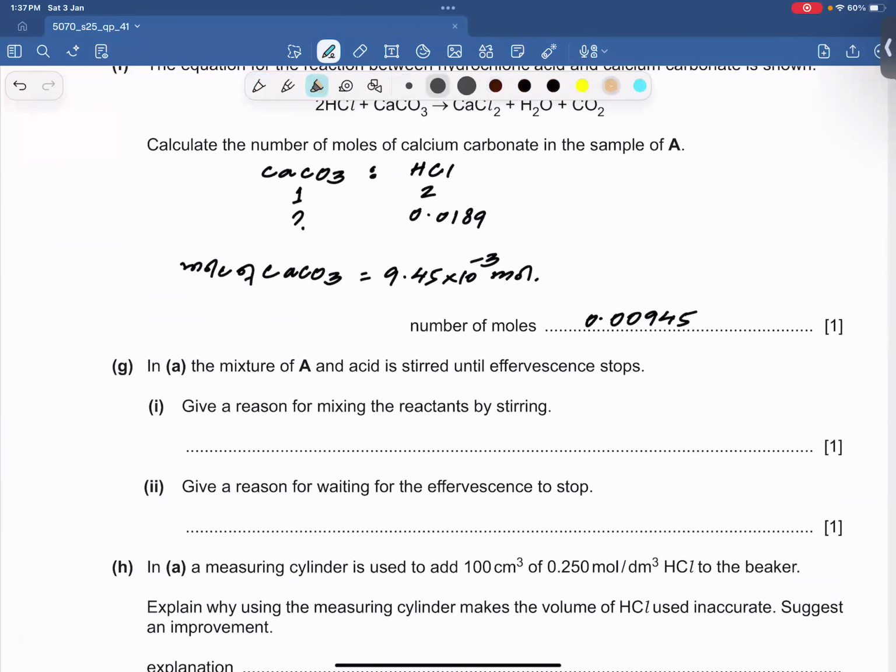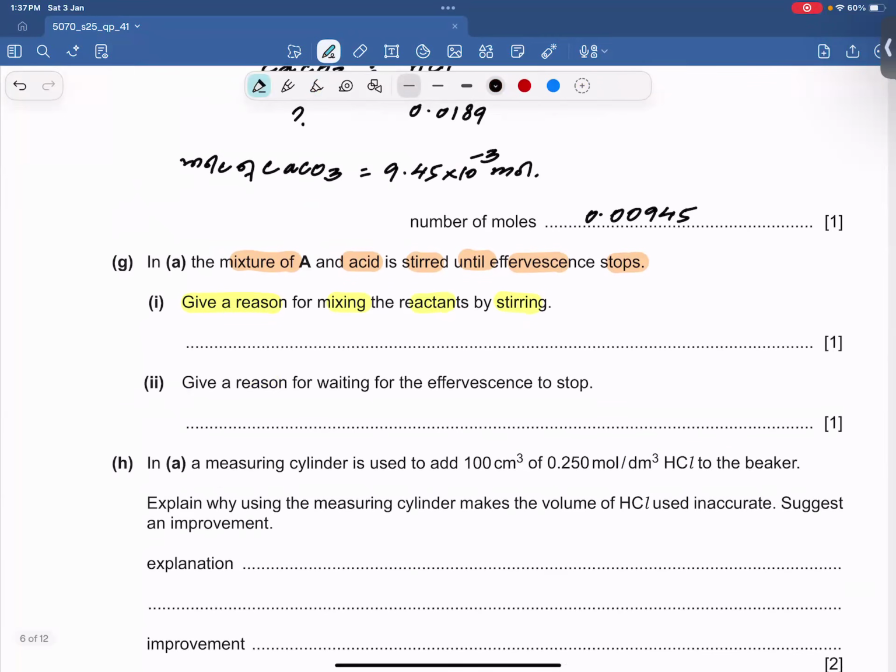In part A, the mixture of A and acid is stirred until effervescence stops. Give a reason for mixing the reactant by stirring. To dissolve quicker, and to mix the contents well.